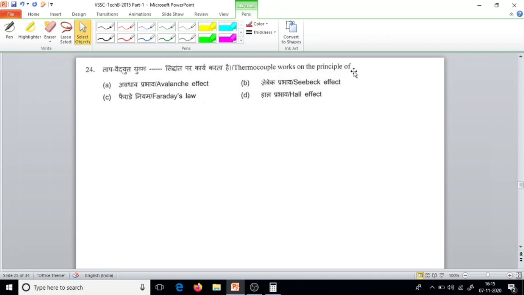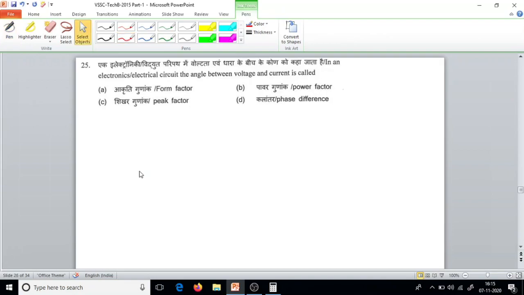Thermocouple works on the principle of, okay, thermocouple I already explained before. So thermocouple works on the Seebeck effect. Okay, so we'll go to the next question, question number 25.